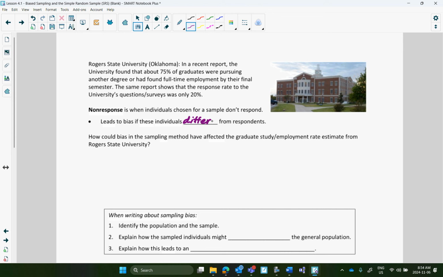Non-response, which leads to non-response bias. So when individuals chosen for a sample don't respond, and these people differ from the individuals who actually respond, it leads to bias.